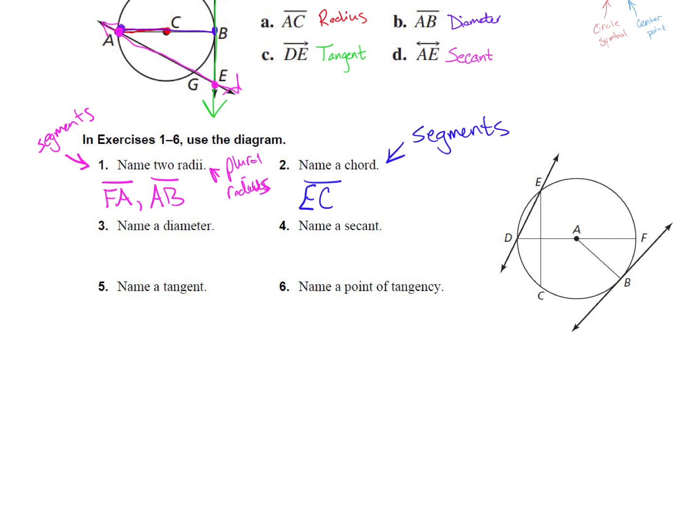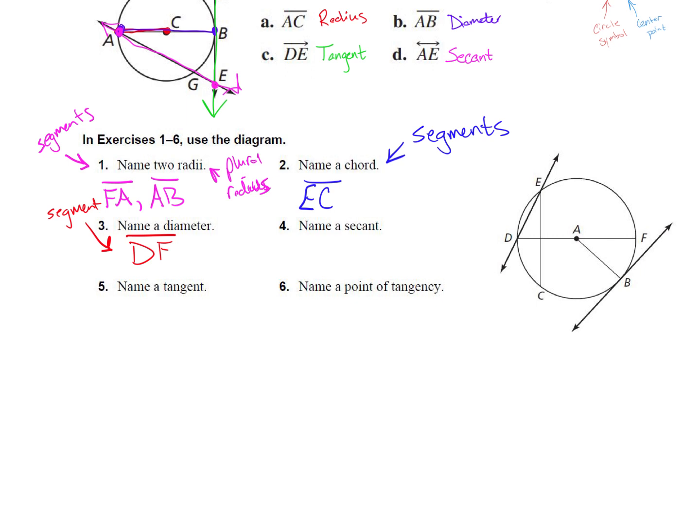So we can go ahead and name the next one. The diameter is DF. And it's always a segment too. So if you're naming a radius or a chord or a diameter, they're always going to be a segment.